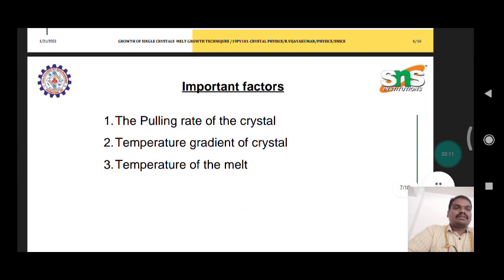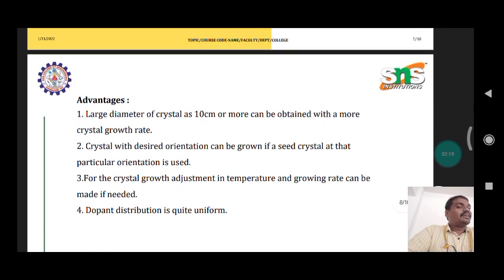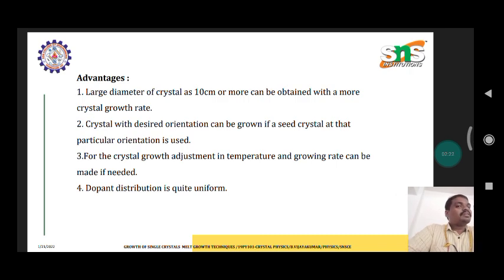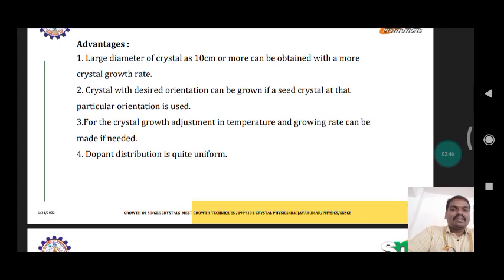Important factors of this method: the pulling rate of the crystal, the temperature gradient of the crystal, and the temperature of the melt. Advantages of this method: a large diameter crystal of 10 cm or more can be obtained with a high crystal growth rate. Crystal with desired orientation can be grown if a seed crystal at that particular orientation is used. For the crystal growth, adjustment in temperature and growing rate can be made if needed. Dopant distribution is quite uniform.